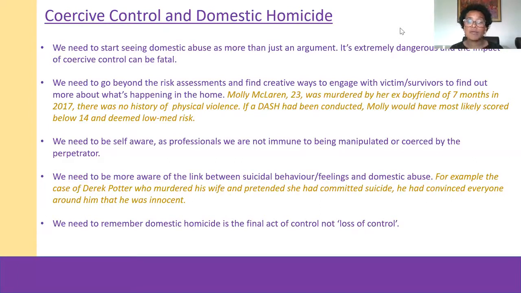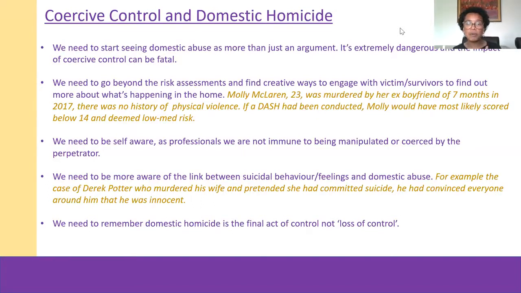And that we need to be self-aware as professionals. So I mentioned this at the start, we're not immune to being manipulated or coerced by the perpetrator, and being aware of that, and also being aware with other staff, because this is something that we might be witnessing ourselves with other members of staff, and just to be mindful of that, so that we don't fall under the assumption that because we have this knowledge that we also are immune to it.